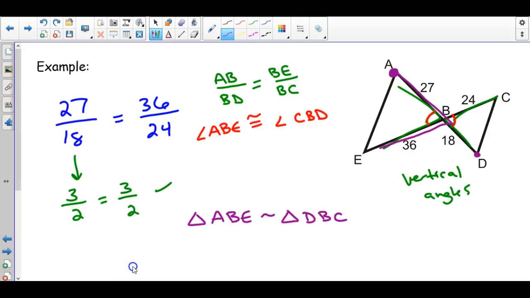And then the order really matters. Again, assuming that I can pick any pair of letters here, if I pick BE, that would have to correspond to BC, and BE does correspond to BC, so that is true.